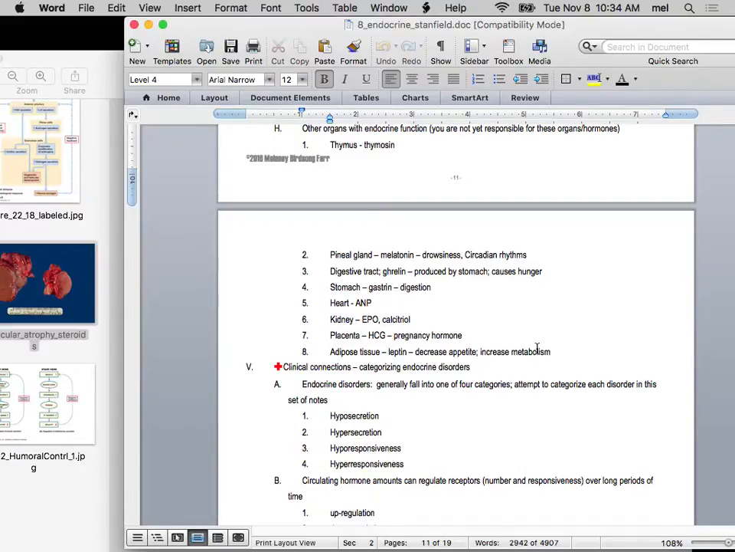Two of them are EPO, erythropoietin, which talks to your bone marrow to tell you to make red blood cells. And then calcitriol is like a hormone / vitamin D kind of thing. The placenta, when implantation occurs, and you want to know if you're pregnant, you pee on a stick, the placenta produces HCG, which is human chorionic gonadotropin. And that's the most common way to test for pregnancy.